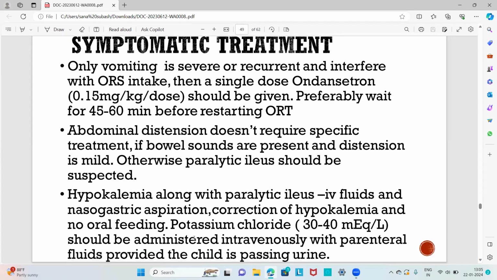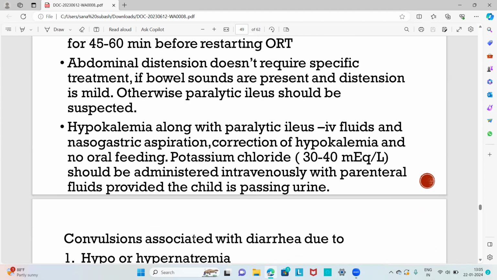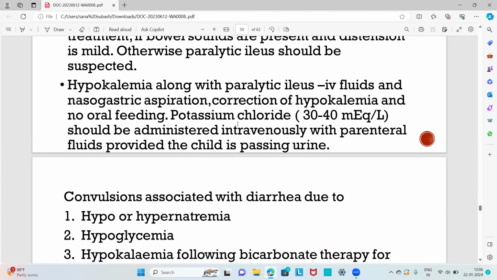Then symptomatic treatment is also used for diarrheal diseases. Antiemetics are used only for vomiting, and a single dose of ondansetron 0.15 milligram per kilogram should be given. Abdominal distension doesn't require any specific treatment. For hypokalemia along with paralytic ileus, we have to give IV fluids and nasogastric aspiration, correct the hypokalemia, and no oral feeding is required. That is, potassium chloride should be administered. Hypokalemia is due to loss of potassium chloride, and abdominal distension is due to the hypokalemia. So potassium chloride should be administered intravenously with the parenteral fluids, provided the child is passing urine.